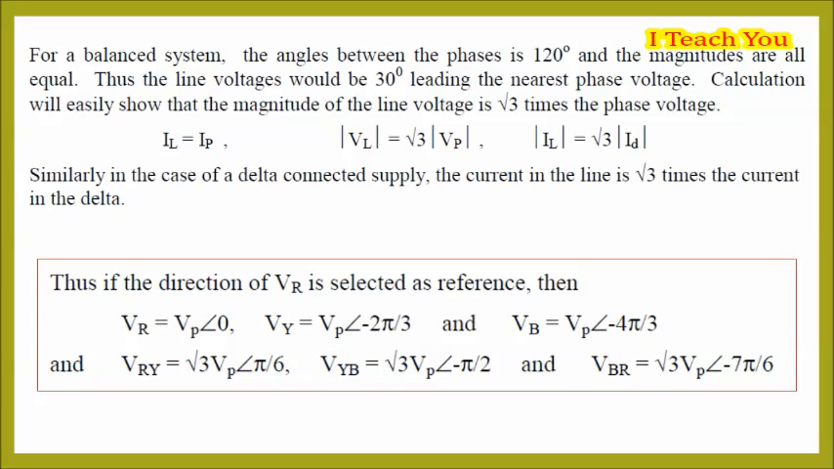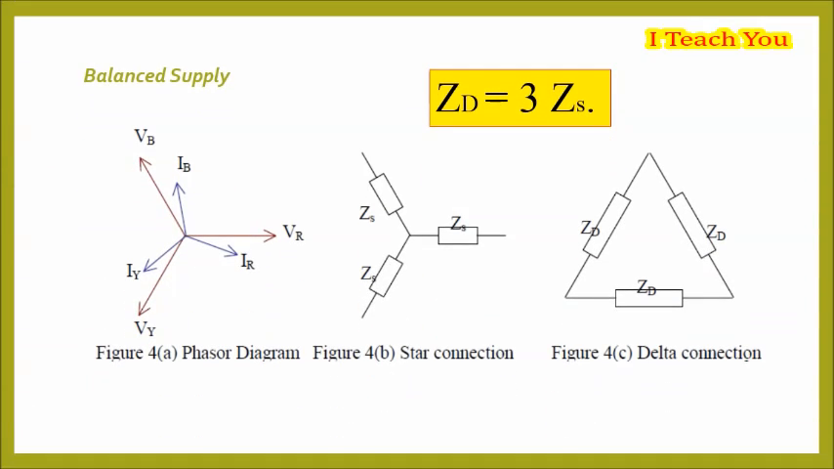Thus, if the direction of VR is selected as reference, then VR equals VP angle of 0, VY equals VP angle of minus 2 pi over 3, and VB equals VP angle of minus 4 pi over 3, and VRY equals square root 3 VP angle of pi over 6, VYB equals square root 3 VP angle of pi over 2, and VBR equals square root 3 VP angle of minus 7 pi over 6.